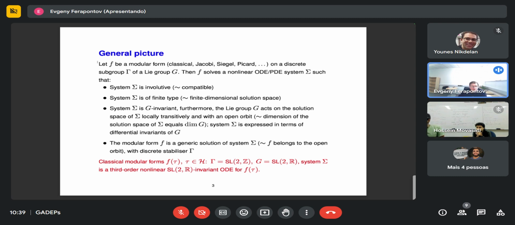To the best of my knowledge, there are very few exact results in this direction. There are only some partial results for particular modular forms. There is no general statement proved of this type. All right, but this is what it should be, in my opinion.